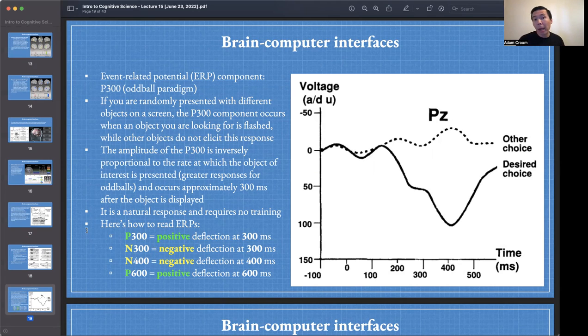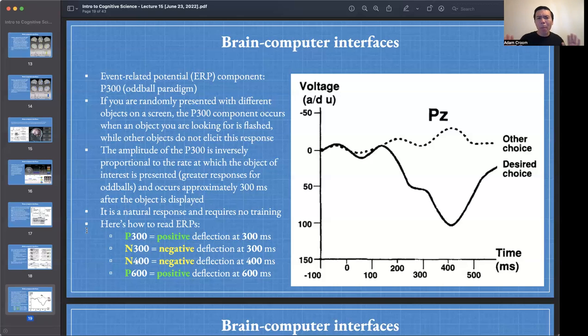Also, the amplitude of the P300 is inversely proportional to the rate at which the object of interest is presented. You're going to have a greater response to the extent that it's a greater oddball. You're going to get a wicked P300 if there are no pictures of dogs, and then finally there's that one. You're going to get a nice P300 response, which is inversely proportional to the rate at which the object of interest is presented.